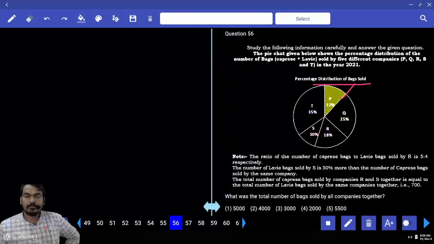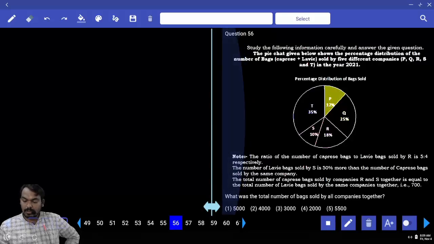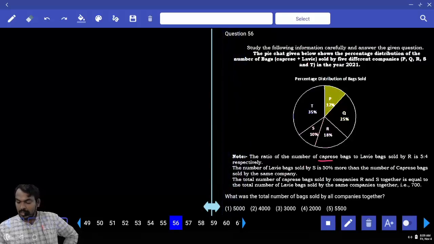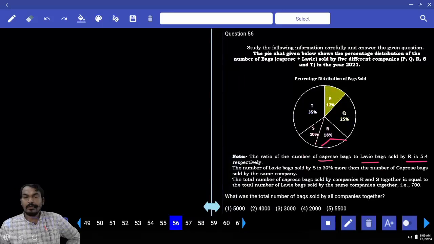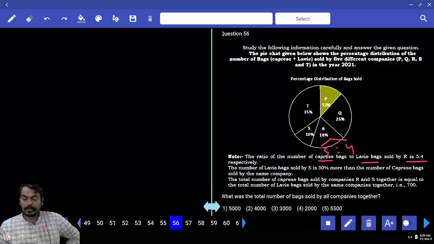Next, percentage distribution of bags sold. P how much percent? 12%. Q 25. So on, data are given, or not? What is the note given? The ratio of the number of C bags to L bags sold by R is how much? 5:4. In R, what is the percentage? 18%. One is 5 parts, another one is 4 parts.